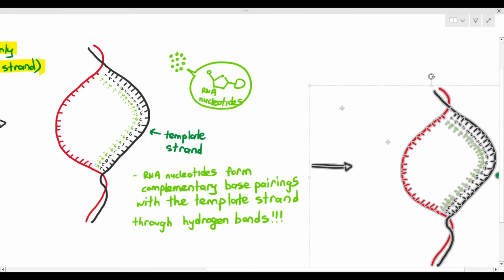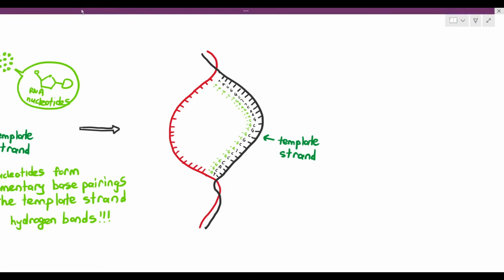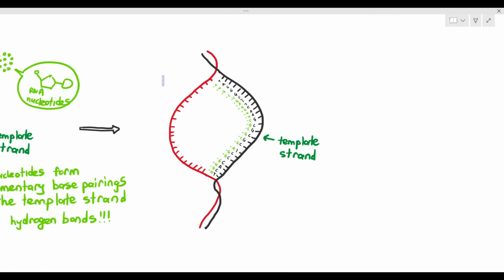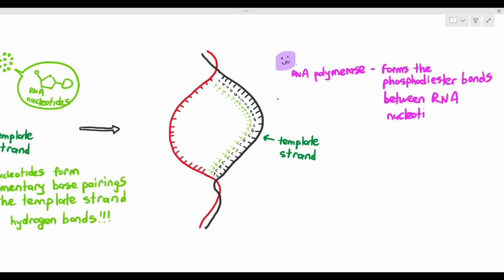And once that happens, an enzyme comes along. And the name of this enzyme is called RNA polymerase. Remember, in DNA replication, we had to use an enzyme called DNA polymerase to join DNA nucleotides together. So obviously, if you want to join RNA nucleotides together, you have to use something called RNA polymerase. It's in the name. It polymerizes or joins together RNA nucleotides.